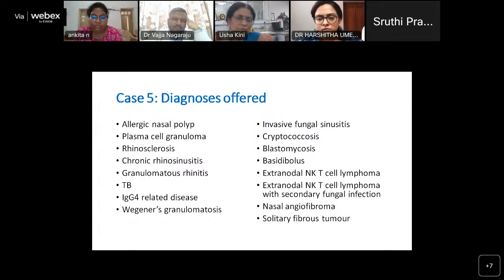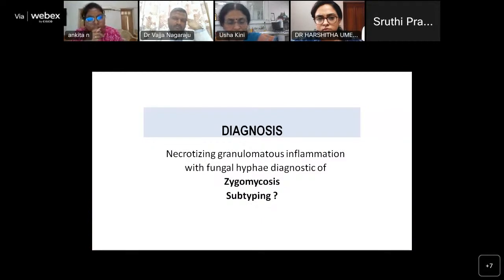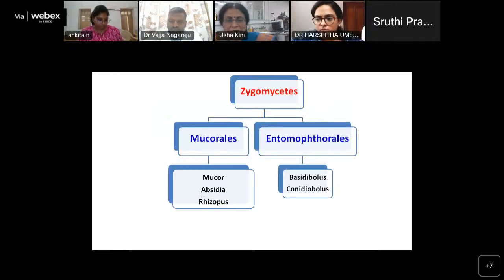But what I wanted to show is that these small abscesses tell you that maybe there is something more to it. So this was a necrotizing granulomatous infection with fungal hyphae, diagnostic of zygomycosis. And how do we type it? Because you have the types. Is it mucorales? If you say mucorales, it is more often mucor. But did you think it was mucormycosis, Ankita?